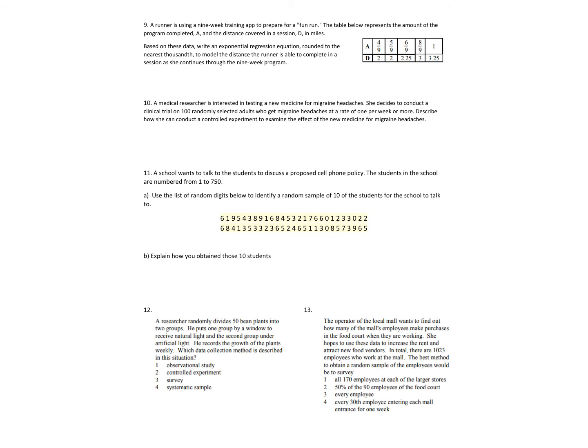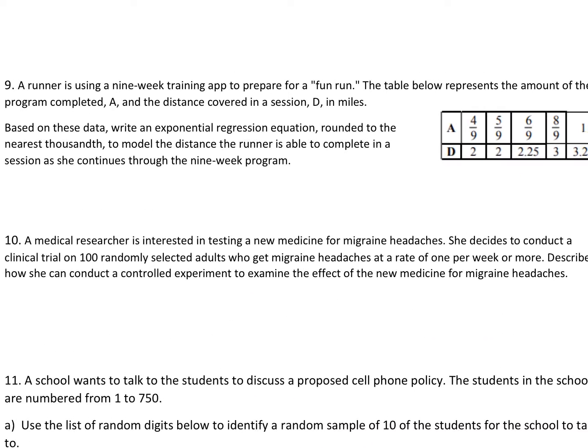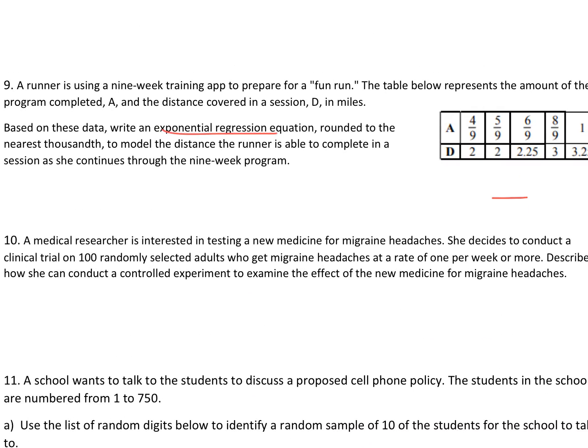Okay, next page. A lot going on here. This one wants you to write an exponential regression equation. Make sure you round properly. They want you to round to the nearest thousandth, so 3 places. Exponential regression is y equals a b to the x. Make sure you have y equals and b to the x here so that you get full credit.